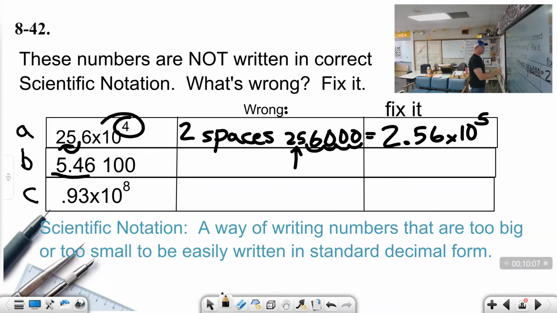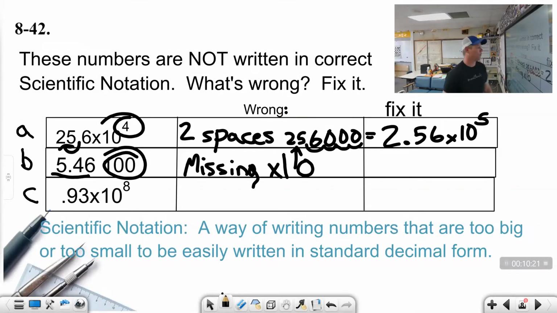Letter B. They have the correct number of spaces, but they are missing times 10 to what power? What number is 100 as an exponent? Well, that's 2 zeros, so it's 2. It's missing times 10 squared. So the correct fix-it is 5.46 times 10 squared, or to the second power.